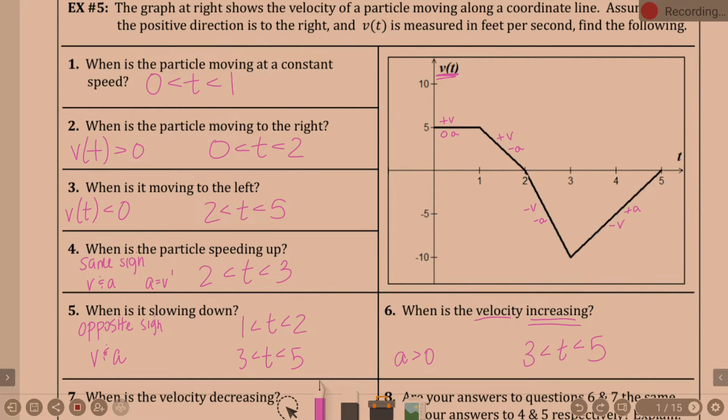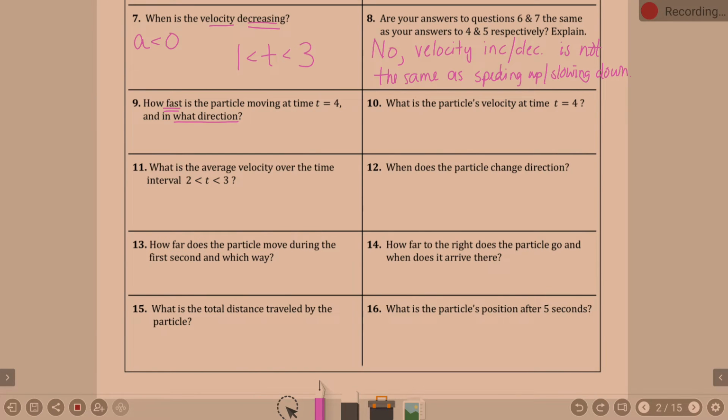-5 meters per second, which would be... Oh, wait. Because it's negative. I'm sorry. So how fast? What are they asking us here? Velocity. Rate of change. Not just velocity, but speed. When they're talking about how fast something is moving, we are thinking speed here.